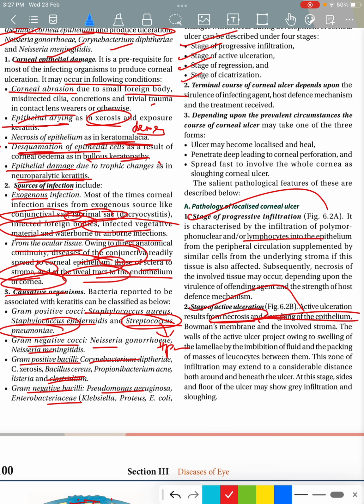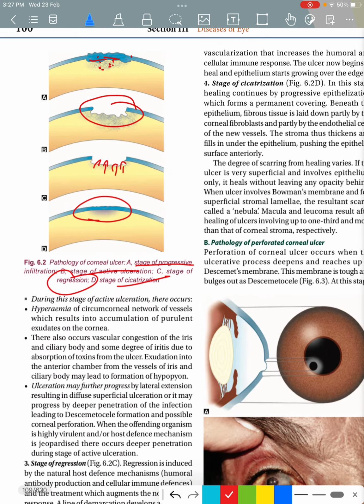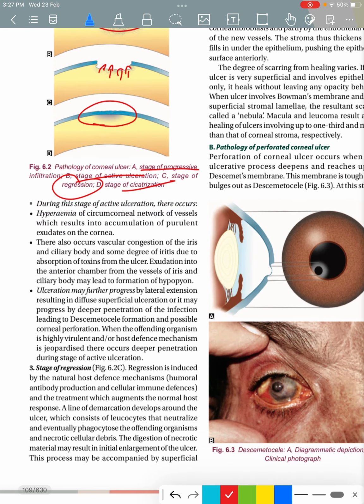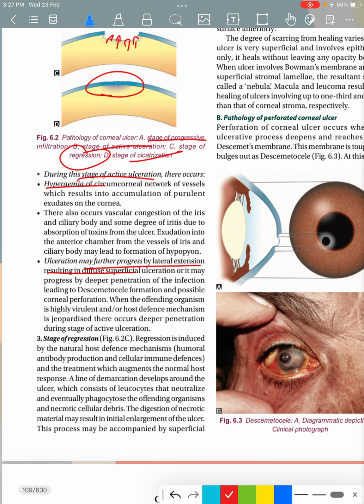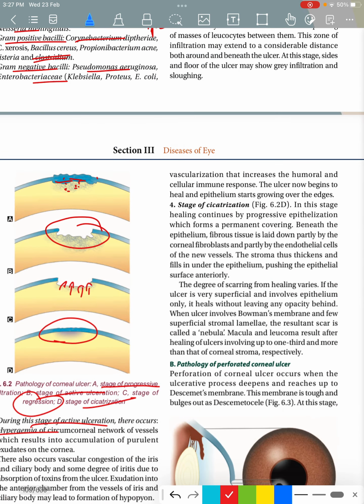Here there will be lymphocyte or neutrophil involvement, infiltration of nuclear cells. Then during this stage of active ulceration, hyperemia will be there. Ulceration progresses further. Okay, then the stage of regression. Natural host defense tries to resist the infection. A line of demarcation develops around the ulcer and it starts to heal. The ulcer begins to heal and the epithelium starts growing over the edges. You can see the edges start to grow.